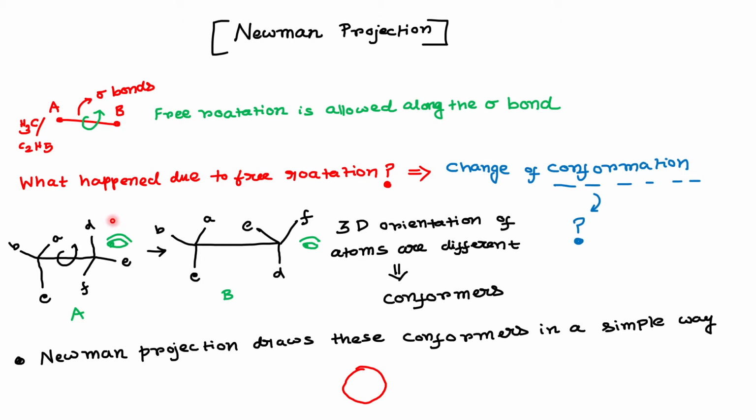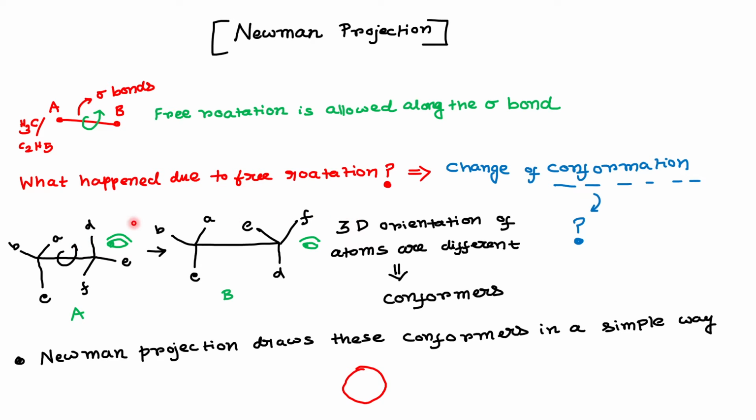You can see that these two structures are basically the same because they have the same bond connectivity. However, the three-dimensional arrangement of these groups in space is different. That's why they are called conformers. One point to be noted is that we are not calling them stereoisomers. Instead, we are calling them conformers because these two forms can be easily interchanged. A can be converted into B, and B can be converted back to A by a simple free rotation around the sigma bond, which is not possible in the case of stereoisomers.